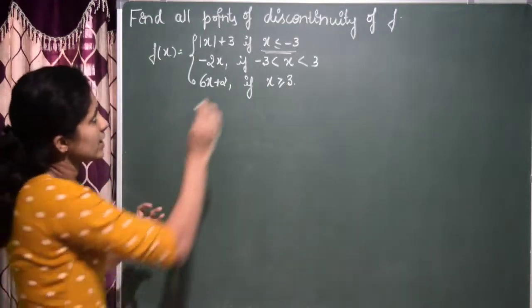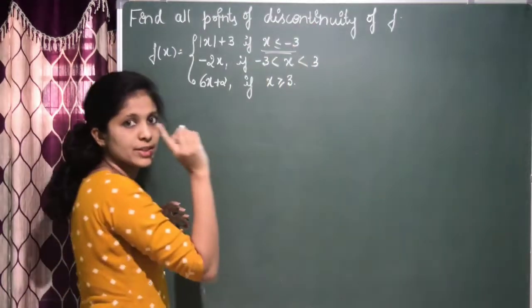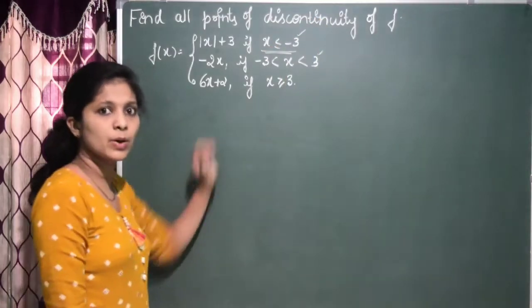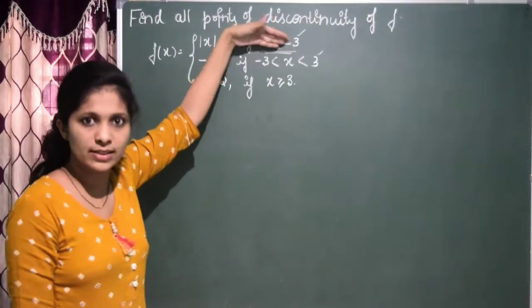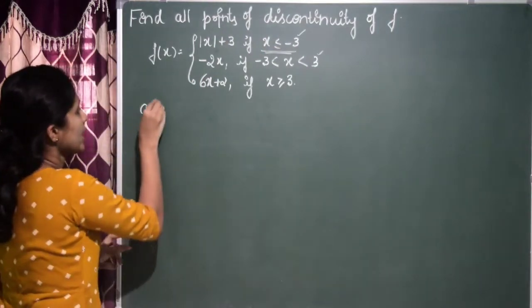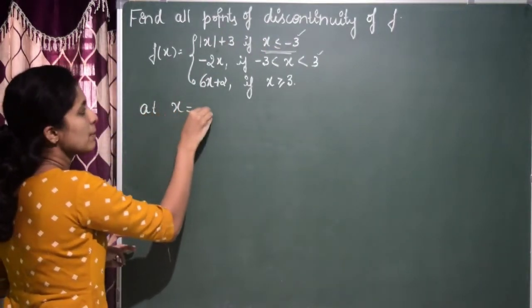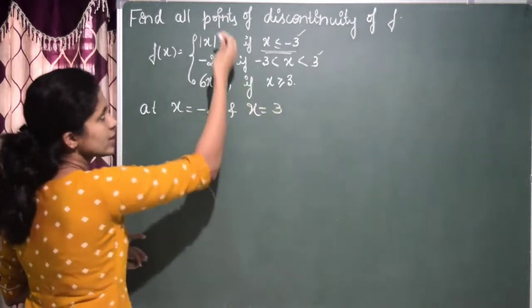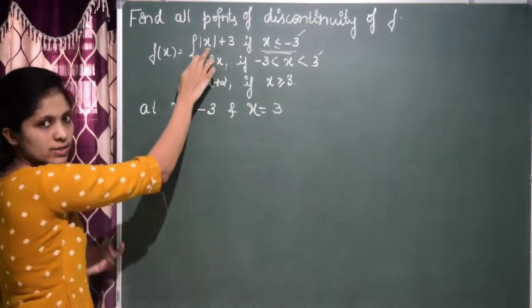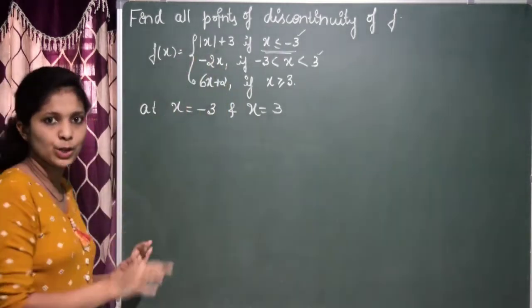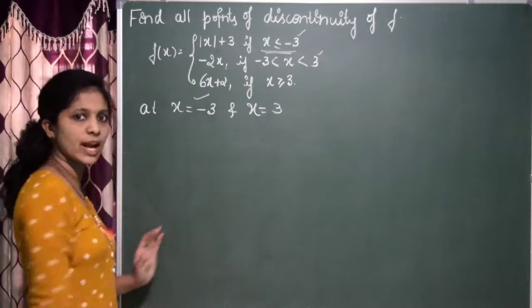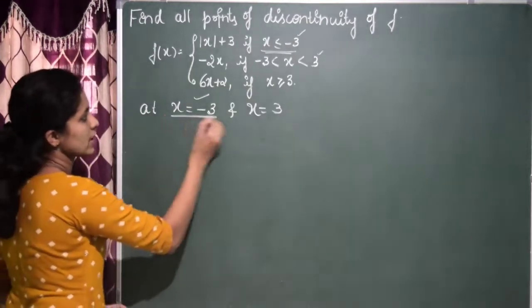The simple thing you have to do is check the discontinuity at the points x is equal to minus 3 and x is equal to 3, because two different values are there. Remaining everywhere the function will be continuous, because modulus is continuous and the other polynomial functions will be continuous. So you have to check with x is equal to minus 3 and x is equal to 3. First we will start with this one.